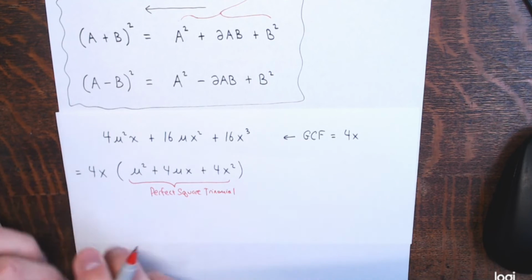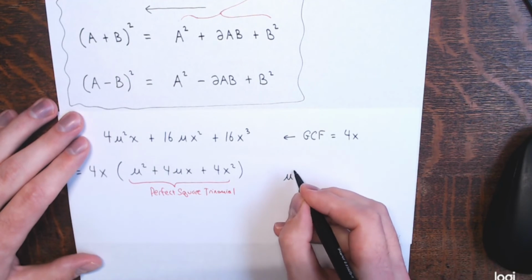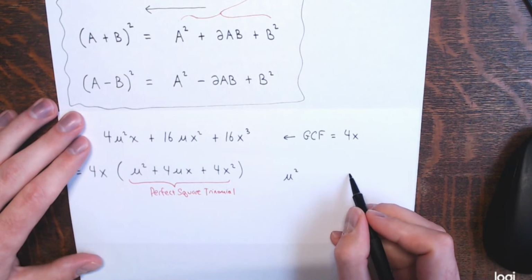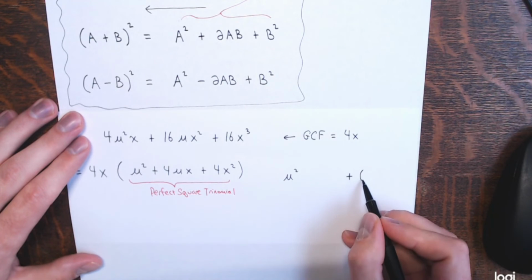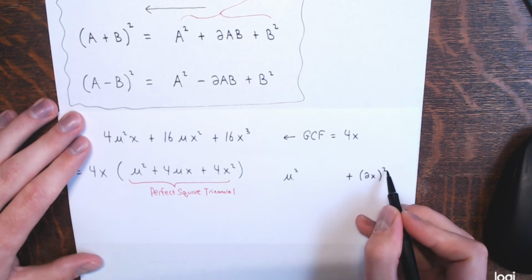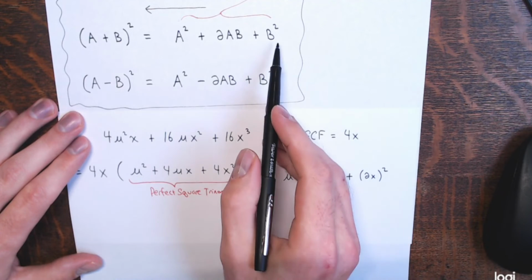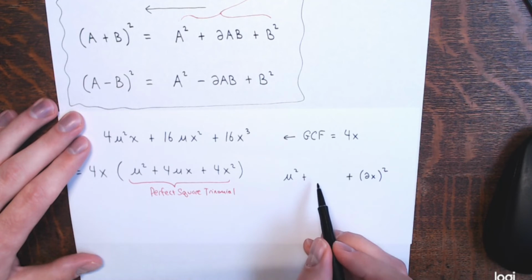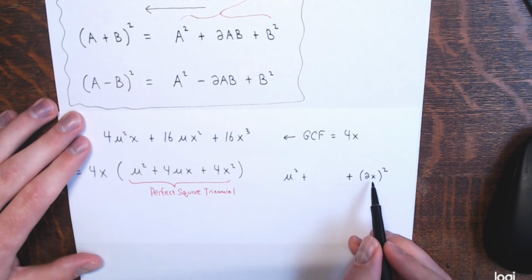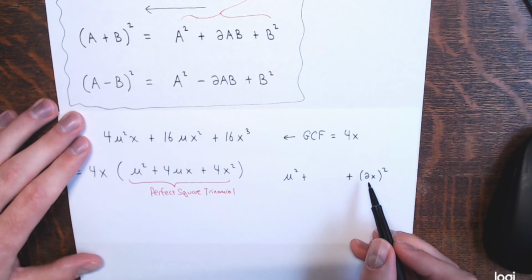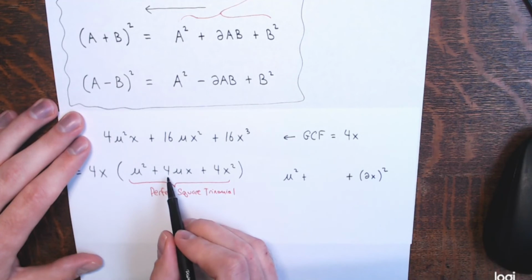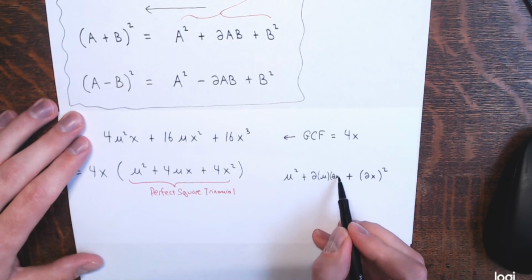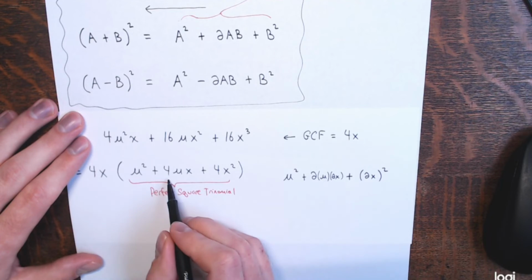Right, and I'll do this off to the side because you got u squared, right? So the u is like the a. The last term, 4x squared, is 2x to the second. So 2x is like the b from my formula here. And then the middle term, again, if the first term's a square and the last term's a square, in order for it to be a perfect square trinomial, that middle term has to be twice the product of their square roots. So is the middle term 2 times u times 2x? And yes, it is. 2 times u times 2x would be 4ux.